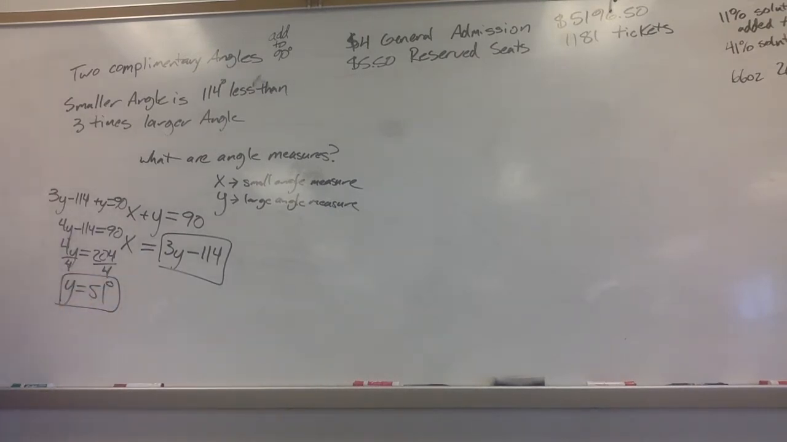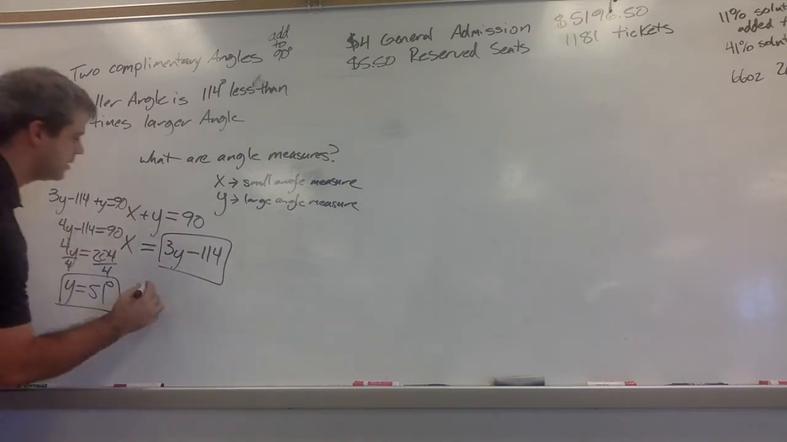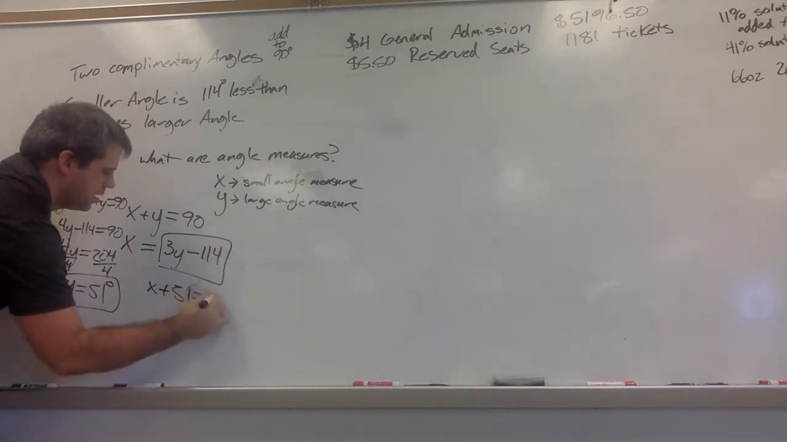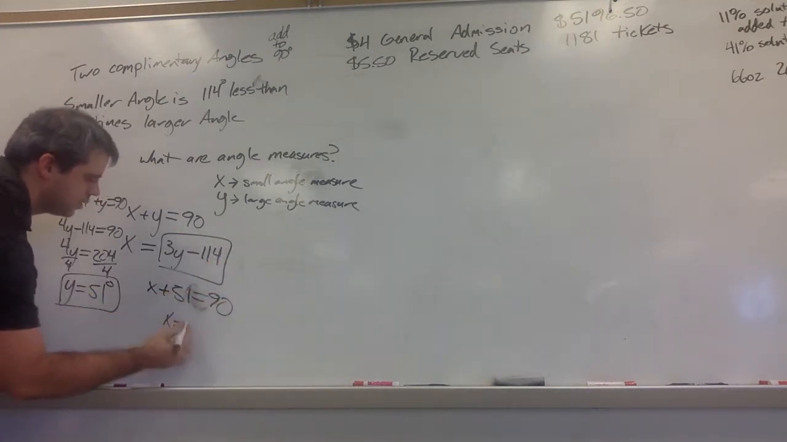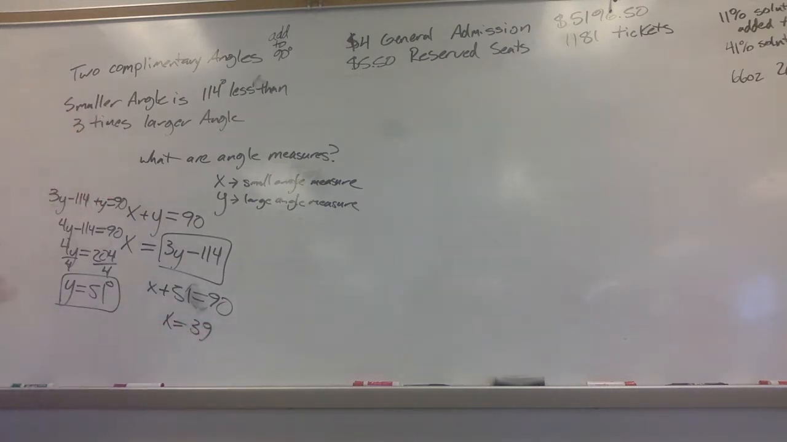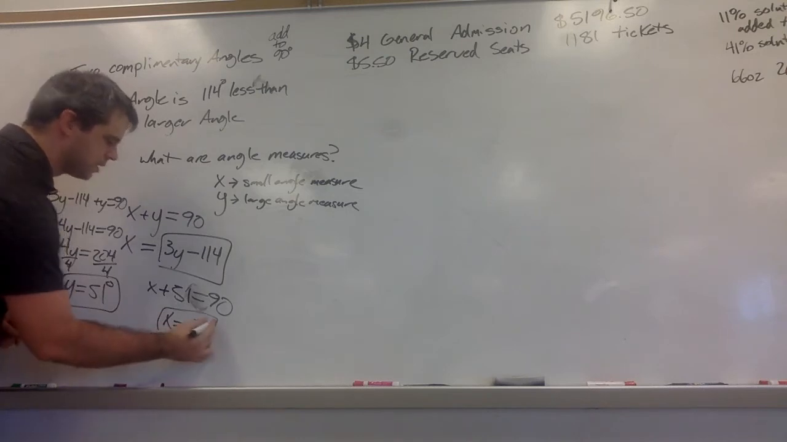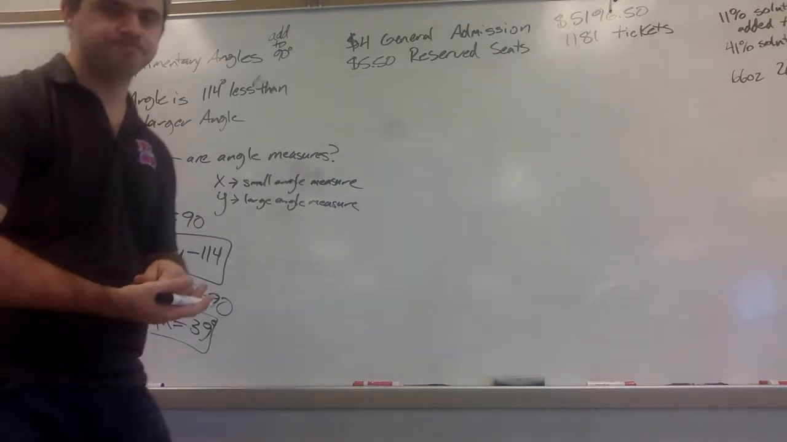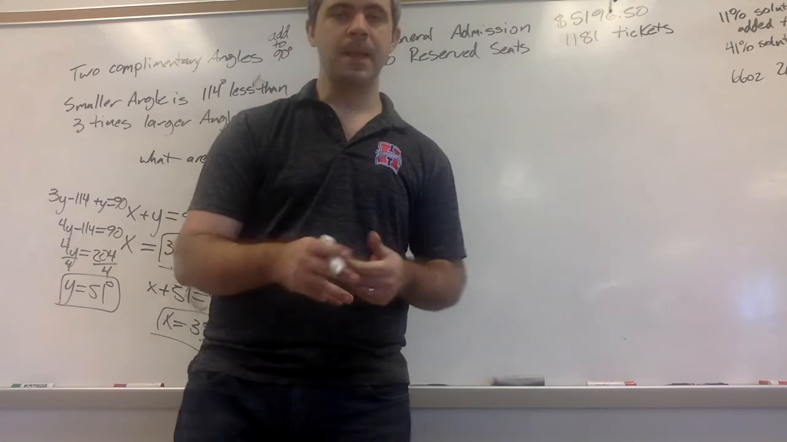So that is my larger angle. Now all that's left to do is find my smaller angle. So all I'm going to do is shove this y in. I think I'm just going to shove it in here. Plus 51 equals 90. So this should be 39, I believe. So my smaller angle is x, it's 39 degrees. My larger angle is y, and that's 51 degrees. All right, let's try another one.